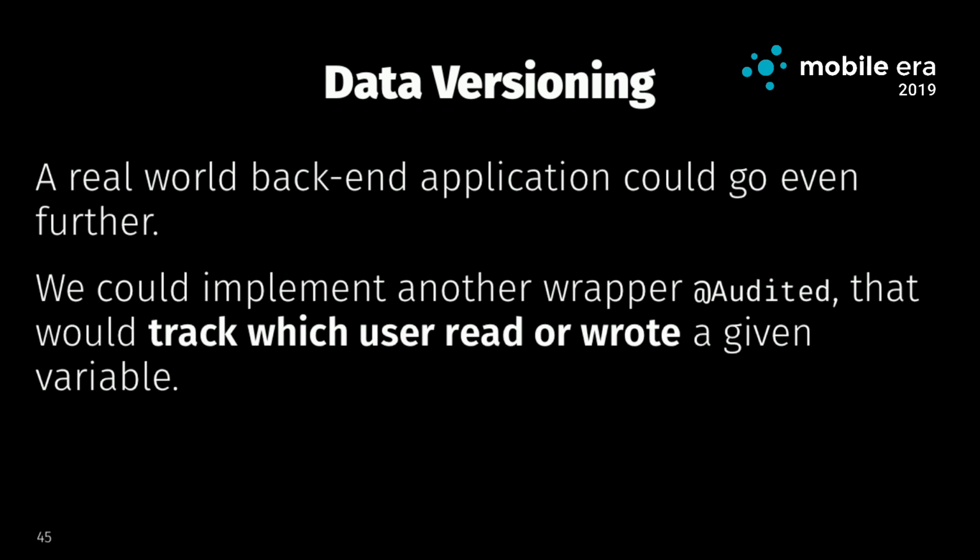And inside a real-world backend application, we could even go further. For instance, we could implement a wrapper called Audited that would keep track of which user read or wrote from a given property. When you do backend, it's something that sometimes you need, because sometimes it's a business requirement to know which user accessed which data and when. So you can really implement full-fledged business requirements through property wrappers.